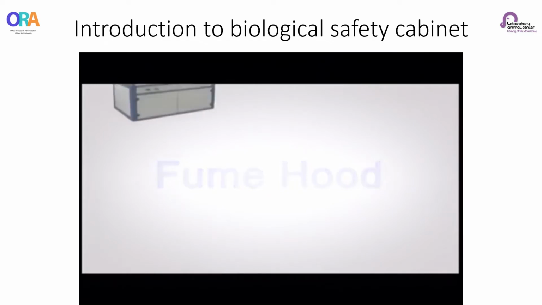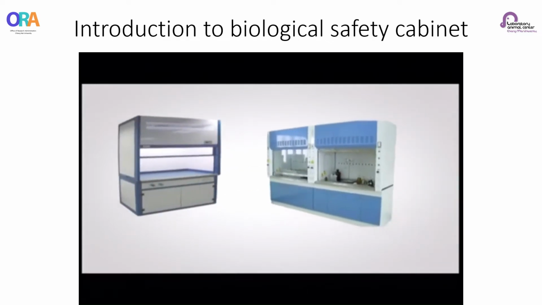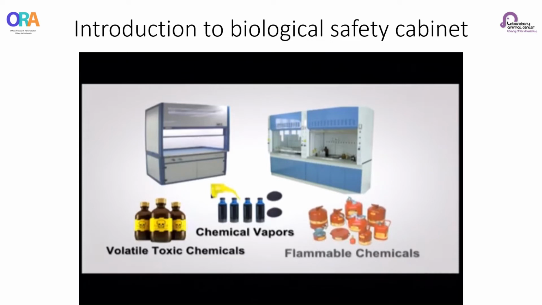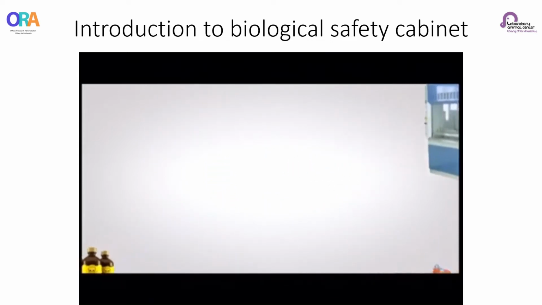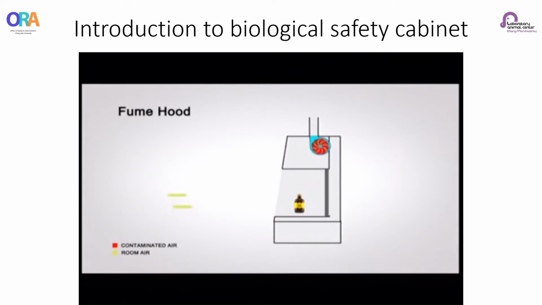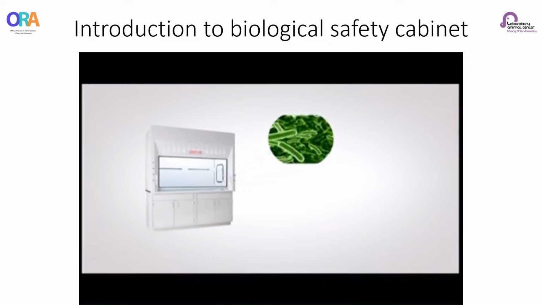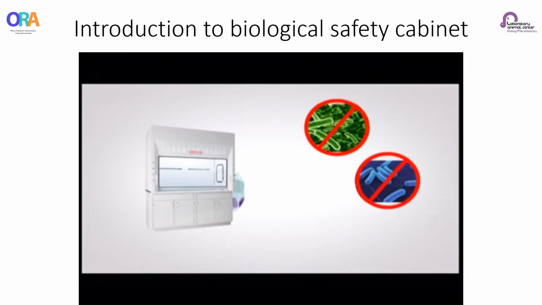Fume hood. The fume hood is a kind of ventilation system that is designed to protect personnel from volatile toxic chemical vapors and flammable chemicals. The concept is that air is drawn in from the front of the cabinet and expelled outside the building, where it is mixed with fresh air. When using a fume hood, a building engineer or technician should be consulted to ensure that the ventilation system of the existing building is adequate for the installation. Like the clean bench, the fume hood cannot be used for biological agents because there is no system to protect the user from biological hazards, and it does not protect the product.